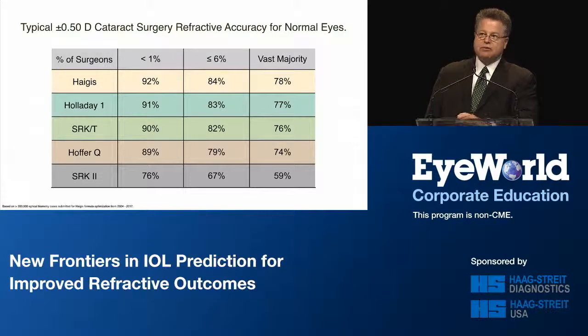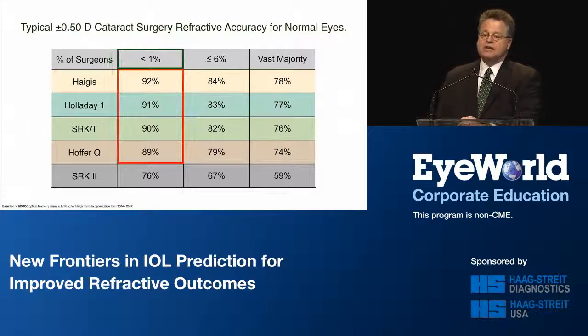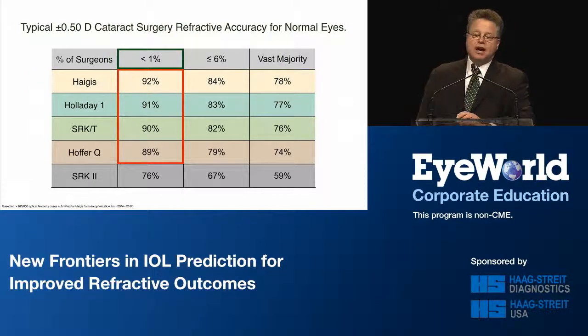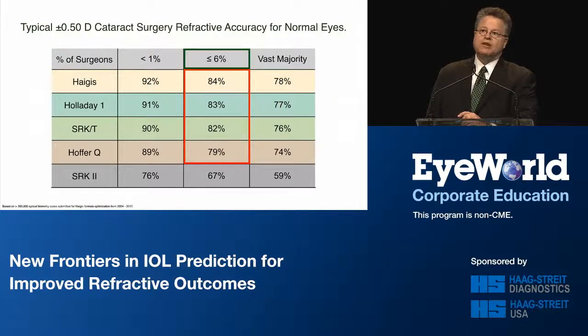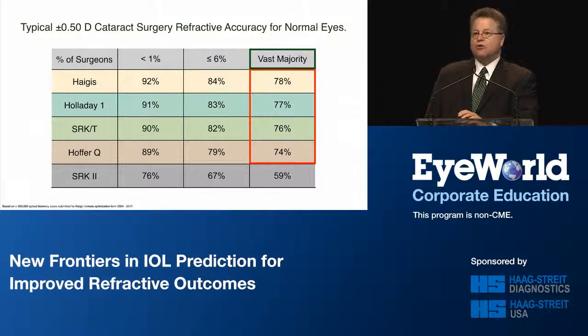If we drill down deeper in this very large database, less than 1% of surgeons are at 92% or better. 6% of surgeons are at 84%, and the vast majority of people are at 78. I have some good news for all of you today. We can move almost everybody in this group up to that first column with a couple of changes in how you do things.